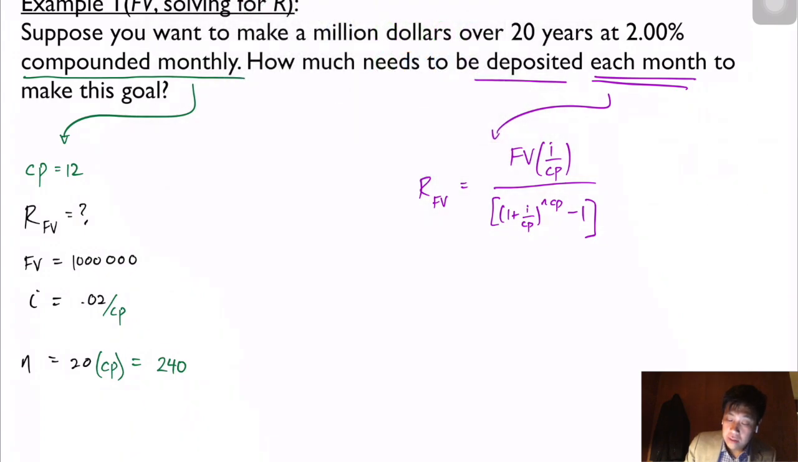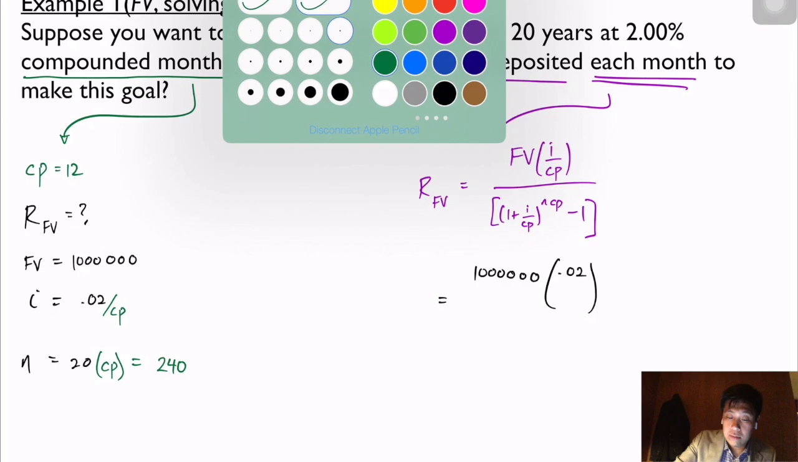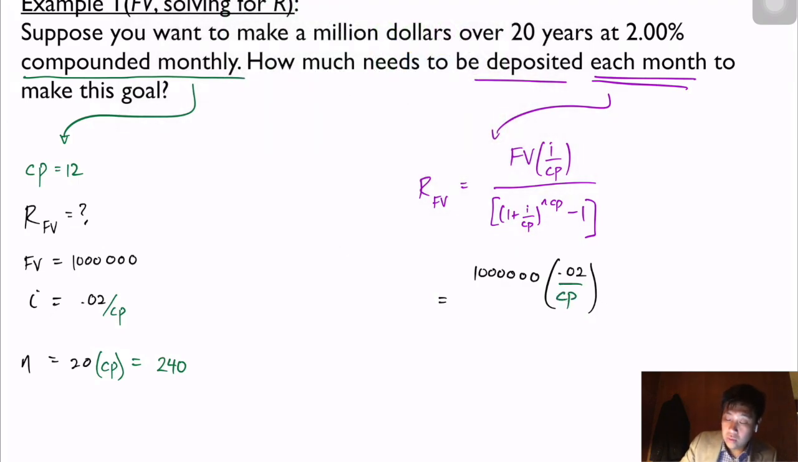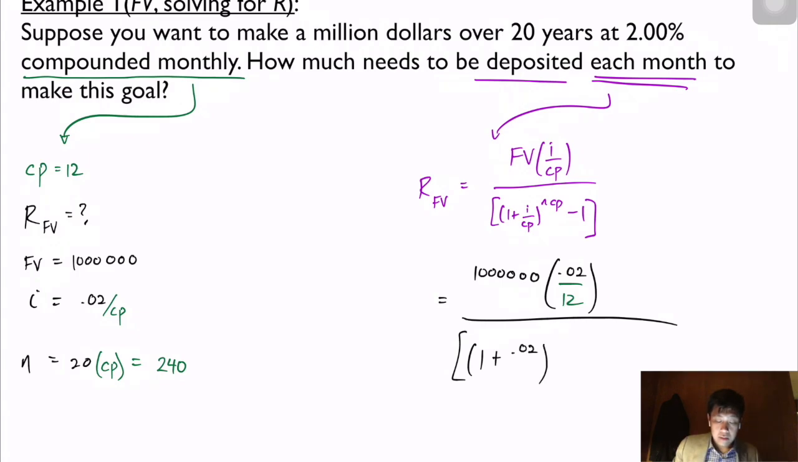1 million divided by 0.02 by the compounding period, which is 12. Should have had the number there. And then the rest of this, which is 1 plus 0.02 minus. Now we can write out the calculator syntax and have this written out.